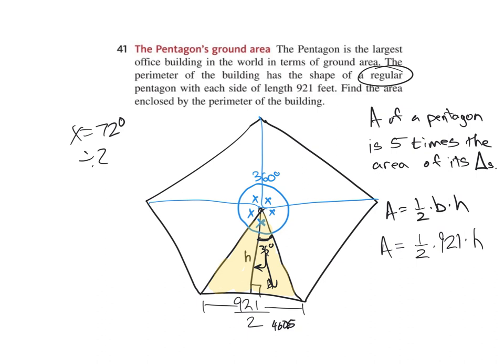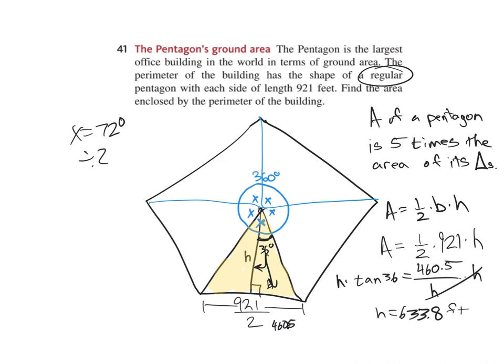Okay, so the adjacent leg, how do we do this? This would be tangent. The tangent of 36 degrees is equal to the opposite leg, 460.5, over the adjacent leg, h. This is why we shouldn't use h for anything other than hypotenuse. Multiply by h on both sides, divide by the tangent of 36, so the height of our small triangle is 460.5 divided by the tangent of 36 degrees, and we get 633.8. Okay? And this is feet.